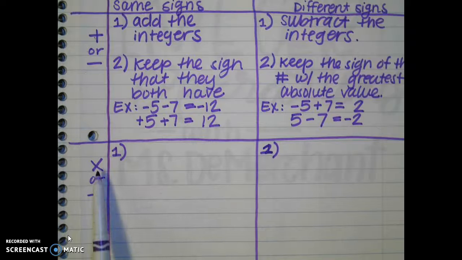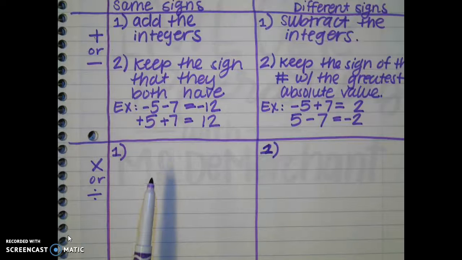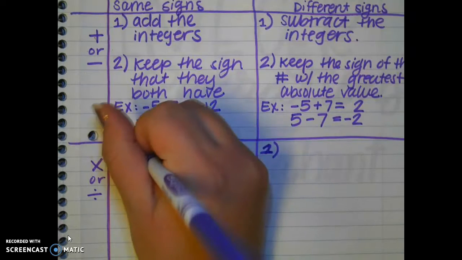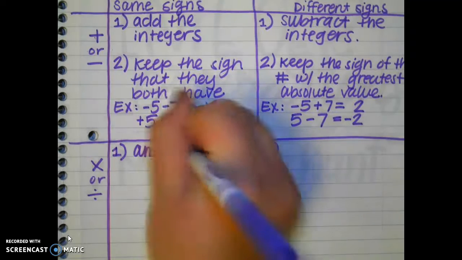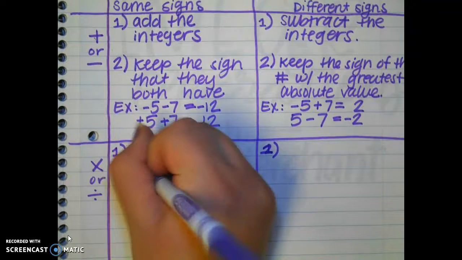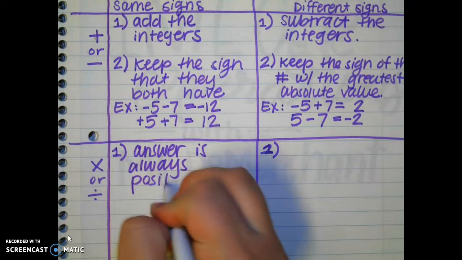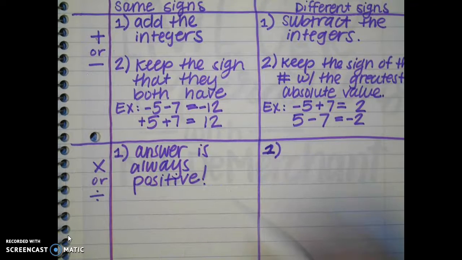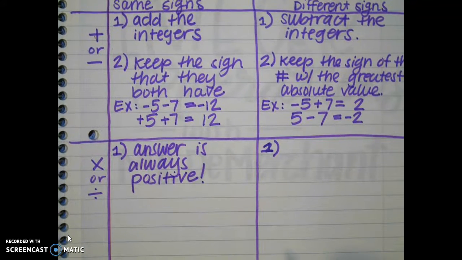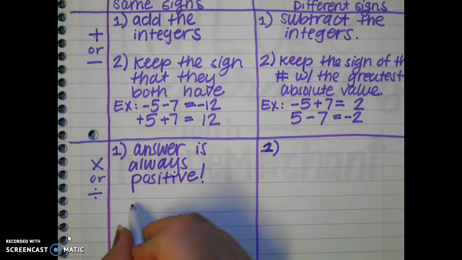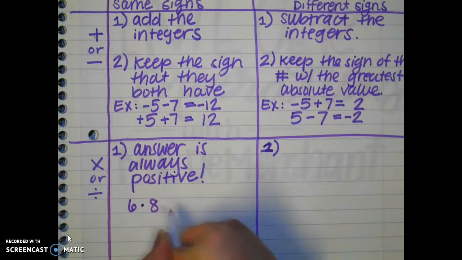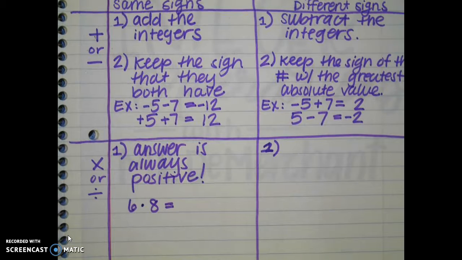So if we are multiplying and dividing with the same signs, our answer is always positive. Our answer is always positive. If we have 6 times 8, they're both positive, so we're just going to have a positive 48.